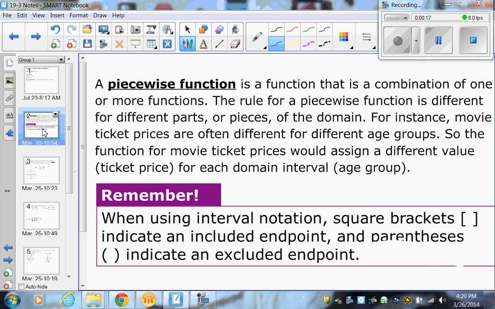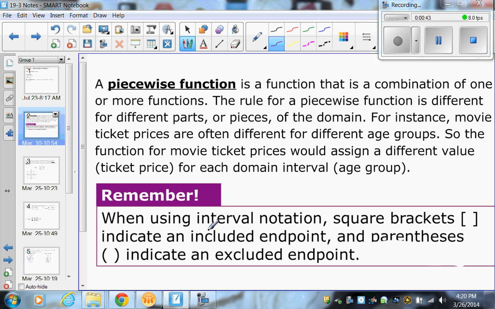To begin, the definition of a piecewise function is a function that is a combination of one or more functions. The rule for a piecewise function is different for different parts or pieces of a domain. For example, movie ticket prices are often different for different age groups. So the function for the movie ticket prices would be assigned different values, which are the ticket price, in each domain interval, which is each age group.